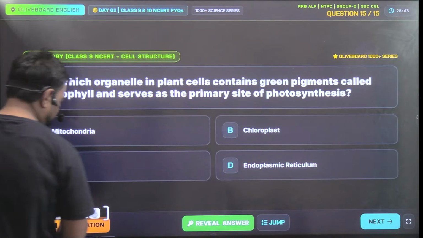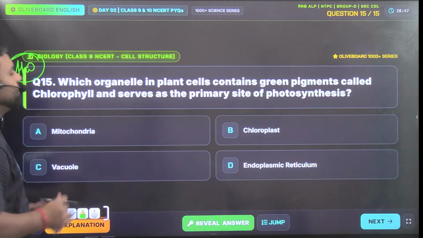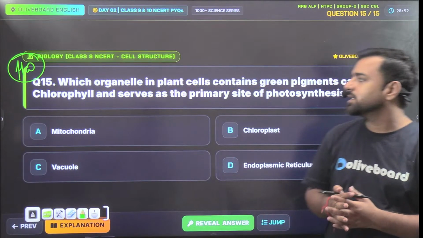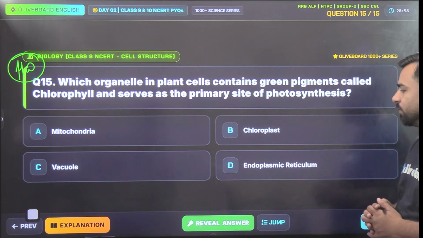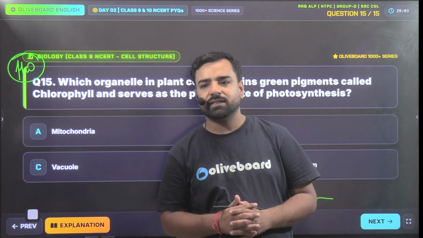Now 14 questions were completed, so it's time to go for the homework question, and I'll request you all to please answer this in the comment section. What will be the correct answer here? Which organelle in the plant cell contains green pigments that are known as chlorophyll and serves as the primary site of photosynthesis? Will it be mitochondria, chloroplast, vacuole or endoplasmic reticulum? Kindly let me know what will be the correct answer in the comment section.